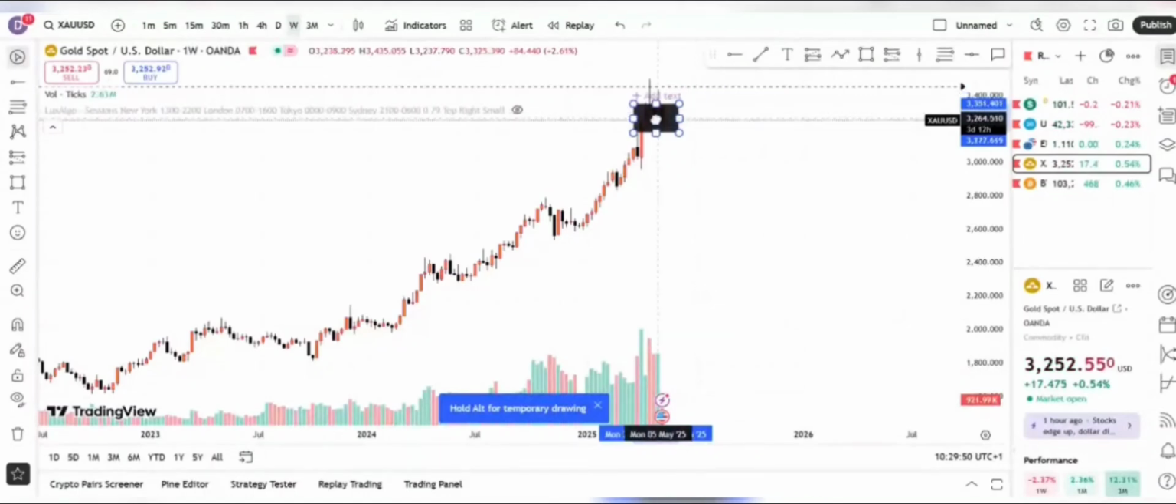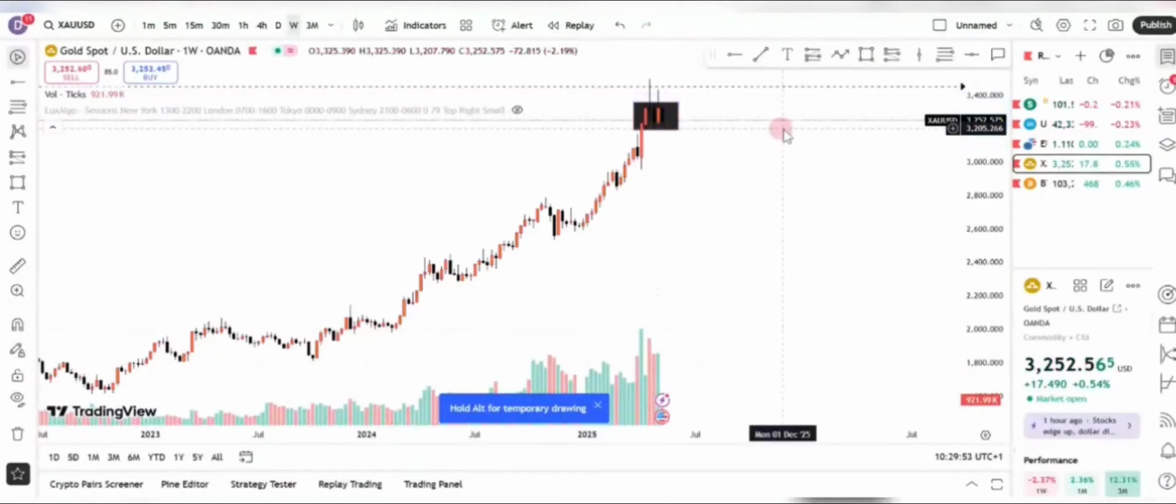If you observe here, you'll notice that this market is ranging. So you see, the market is ranging on a weekly time frame. It's ranging.